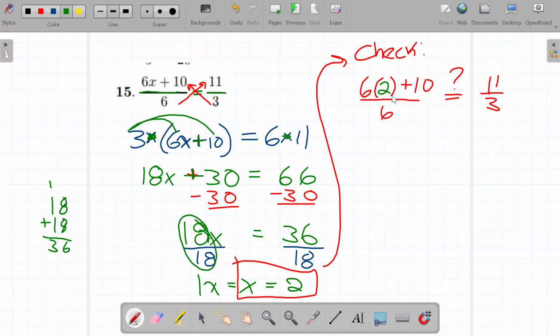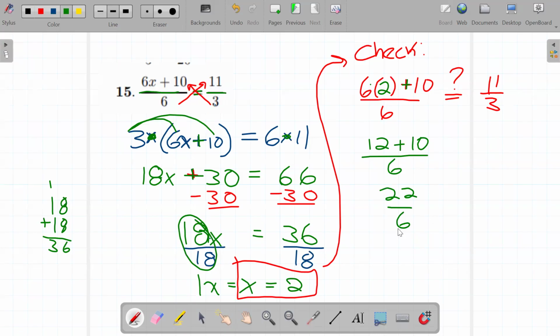All right, let's see. We're going to do multiplication before we can add. So 6 times 2 is 12 plus 10. And then we have to divide by 6. So do one part, copy the rest. 12 and 10 is 22.